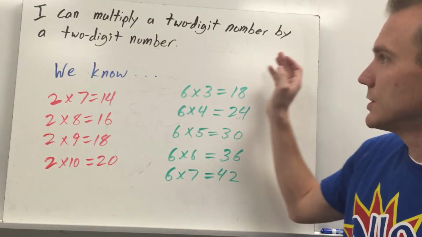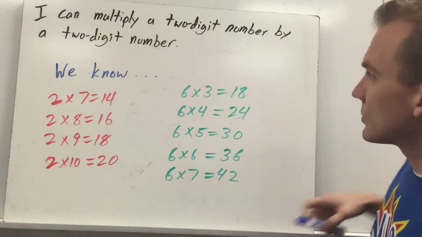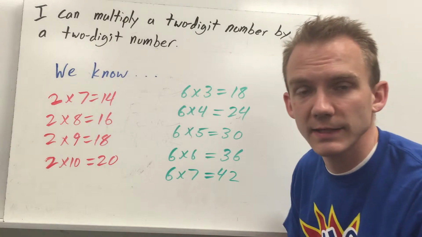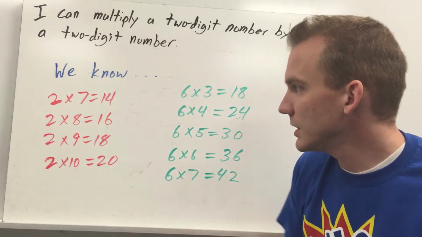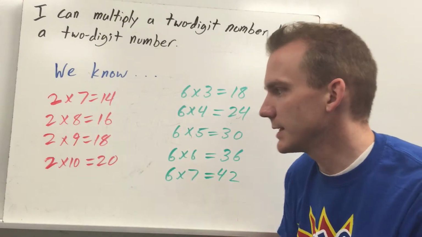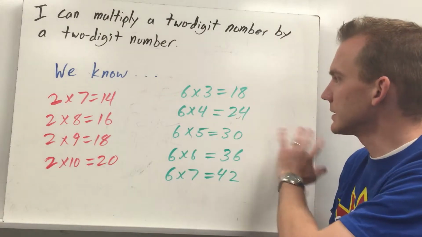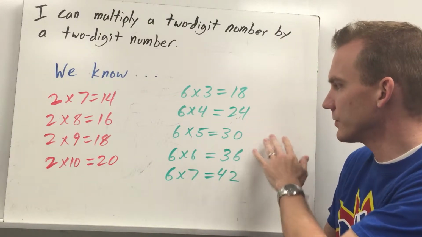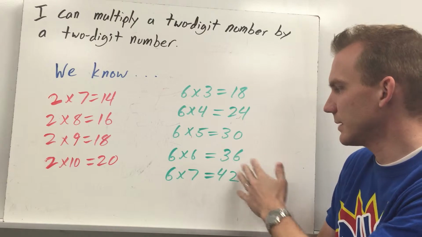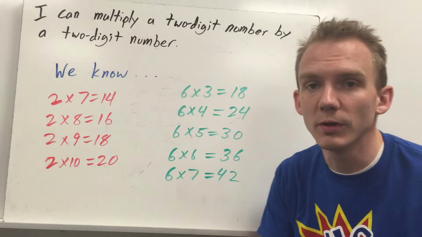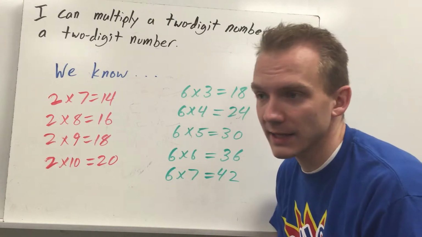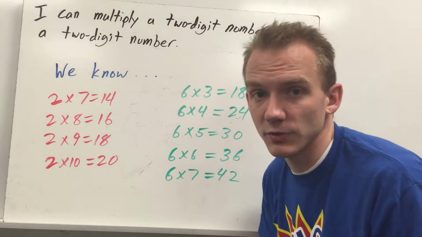I can multiply a 2-digit number by a 2-digit number. So we know our multiplication facts. 2 times 7 equals 14, 2 times 8 is 16, 2 times 9 is 18, 2 times 10 is 20. 6 times 3 is 18, 6 times 4 is 24, 6 times 5 is 30, 6 times 6 is 36, 6 times 7 is 42. We know our multiplication facts, and if we don't, we can easily, quickly figure them out by drawing an array.